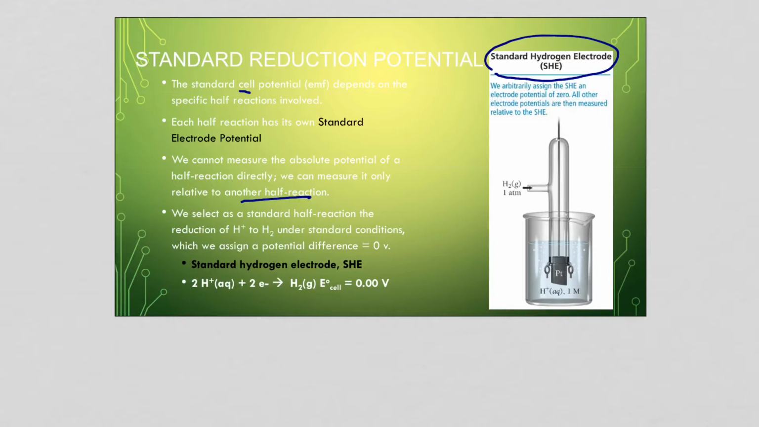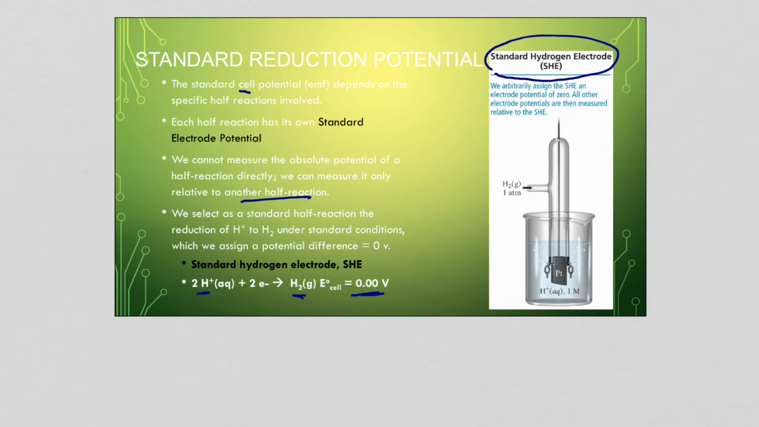Essentially they took all of these other ones and paired them up with the SHE electrode, and they looked at what happened. So they selected a standard half reaction, which is the SHE electrode, and this involves the reduction of hydrogen ions to hydrogen gas. So this is undergoing a 2-electron reduction here. And this was arbitrarily assigned a standard electrode potential of 0.